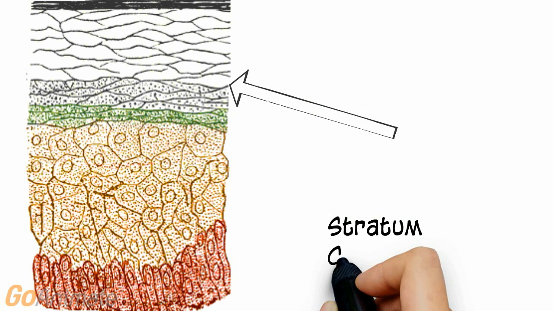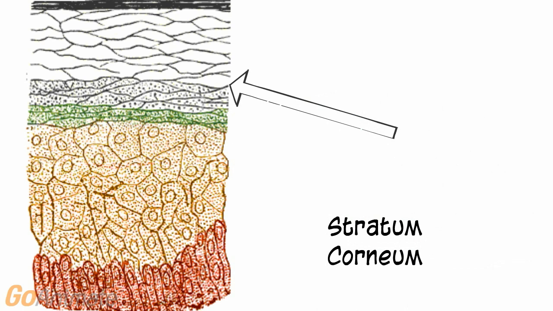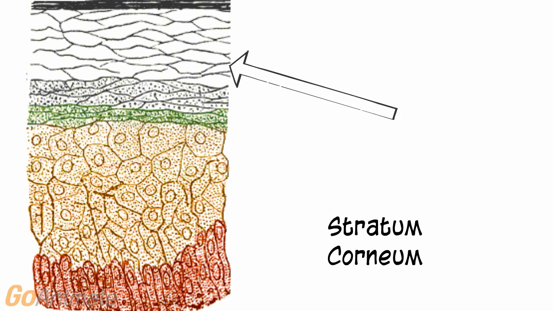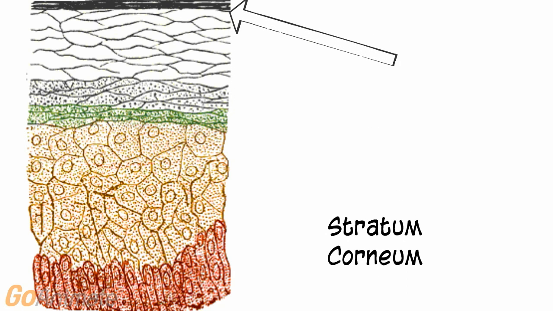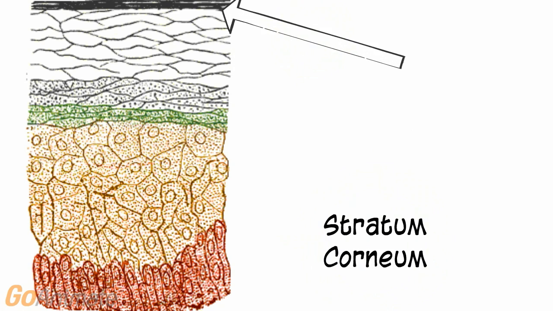Let's look at the epidermis in more detail. The epidermis is arranged in sections called strata. The stratum corneum is the most superficial layer of the epidermis. It consists of cells that have been hardened with keratin. Keratin is secreted by cells located in the deep layers of the epidermis called keratinocytes.